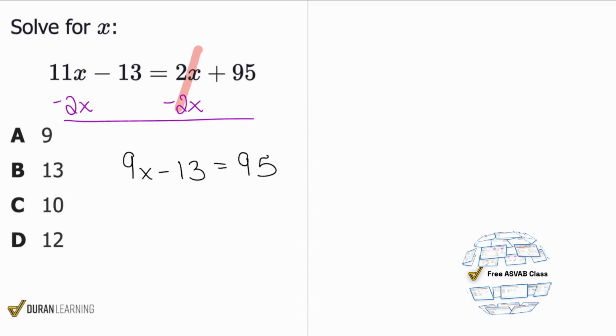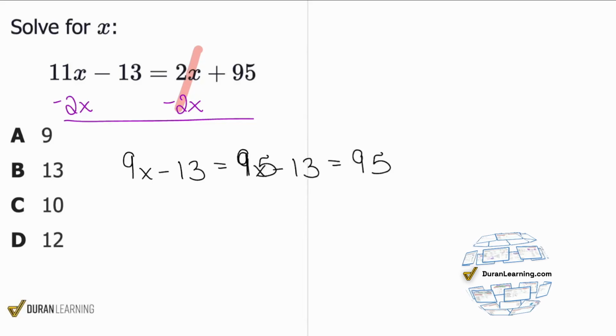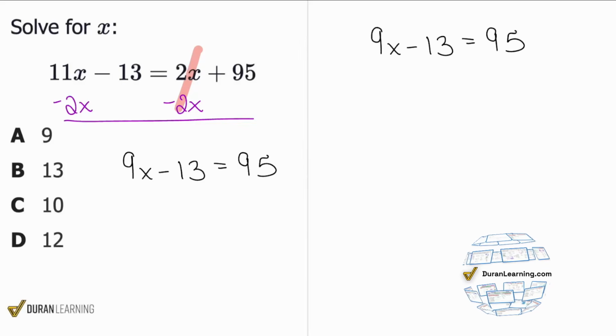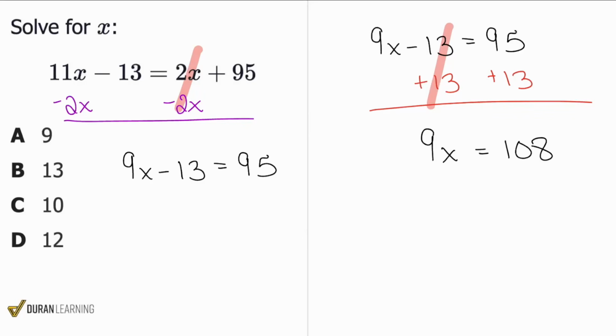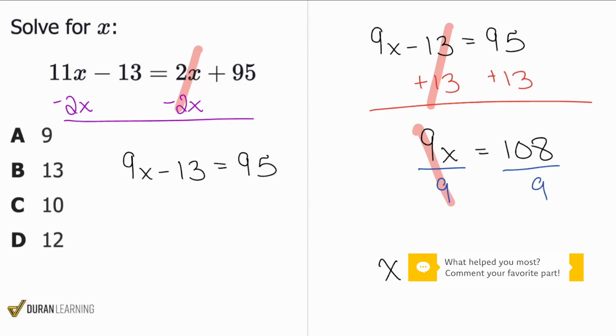From here, the next step that we'll take is we'll treat this like a regular two-step equation where we'll add the 13 on both sides to get rid of the 13, and then we'll divide both sides by the 9 to get the x by itself. So add 13 to both, it cancels out on the left, and we have 9x equals 108. So lastly, we'll divide both sides by 9, just like that, and we cancel out on the left again, giving us x equals 108 divided by 9, which is 12. 9 times 12 is 108. So there we go. The correct answer here, everybody, is answer choice D.